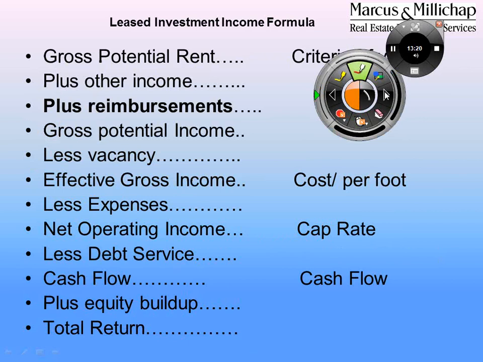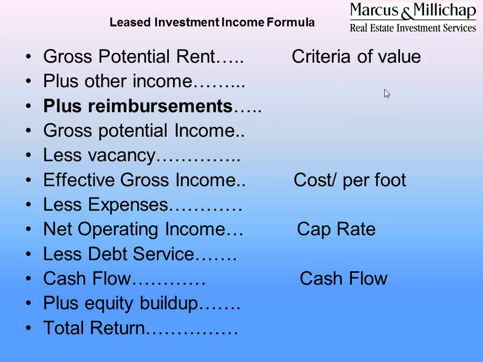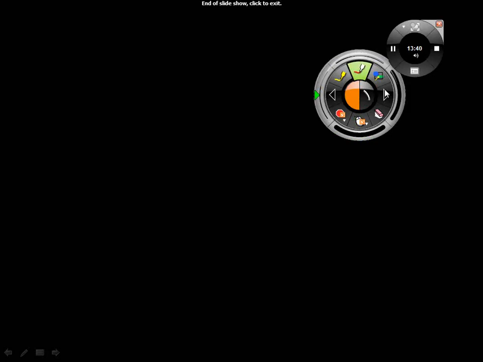So this again is what the income formula looks like in a leased investment. And the 3 criteria of value we use in leased investment are cost per rentable square foot, cap rate, and cash flow. It's distinguished a little bit from apartment buildings. Well, that's the basic analysis of how we lay out the income and expenses of a building on the financial side to begin to understand how much it's worth.